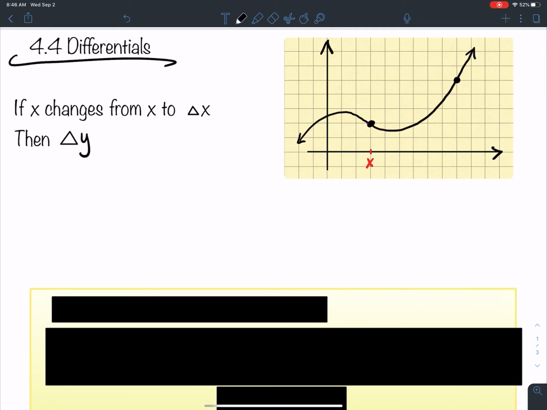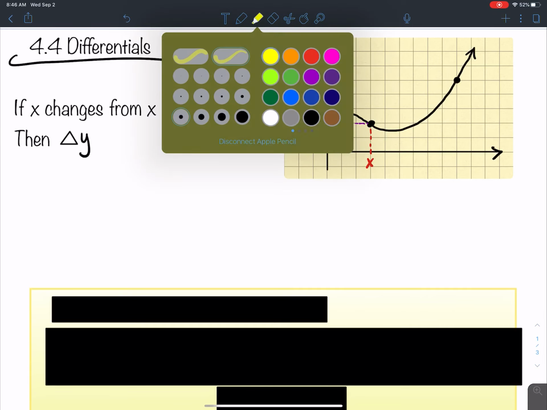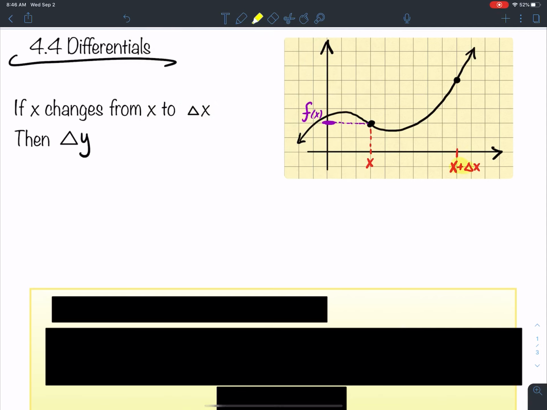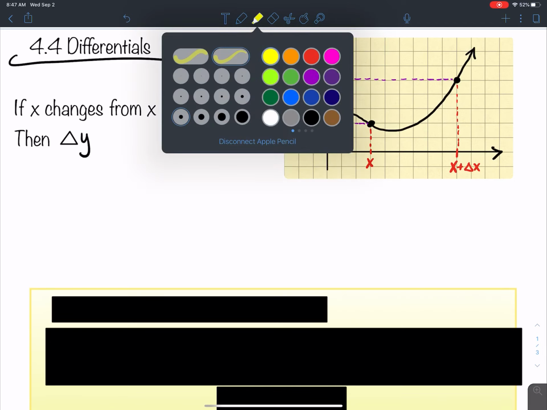So in this section, we're going to talk about differentials. So if x changes from x to x plus delta x, okay, so if I take this function f, I plug in x, I get an output of f of x. And if we change from x to x plus delta x, this is a difference of delta x here. I plug in, I get f of x plus delta x.